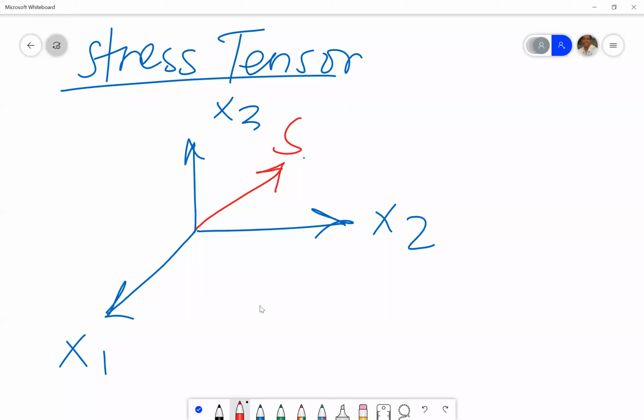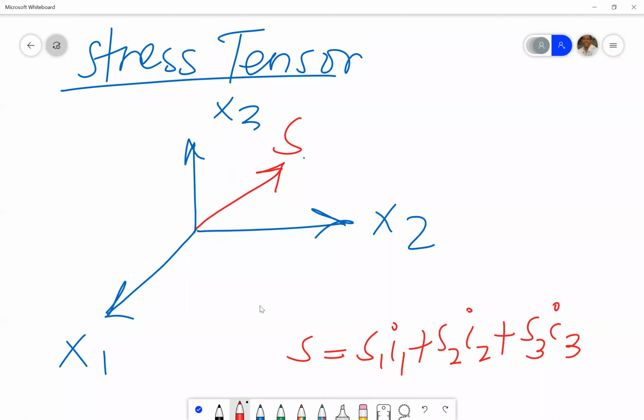What is the value of that S? What will be the value of that vector quantity S? How can you write that vector quantity S? So S can be written in this format: S is equal to the vector addition of all the components in all directions, s1 i1 plus s2 i2 plus s3 i3. This is the method by which we write a vector quantity.